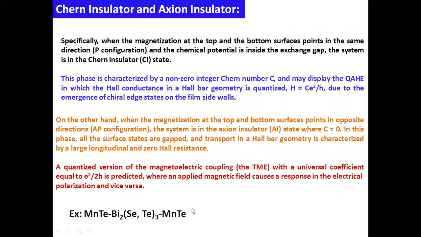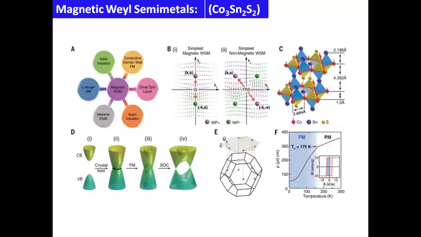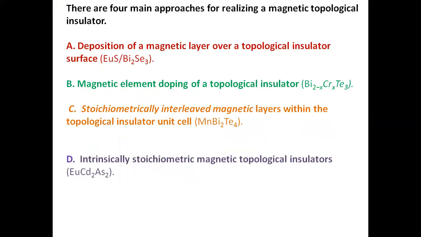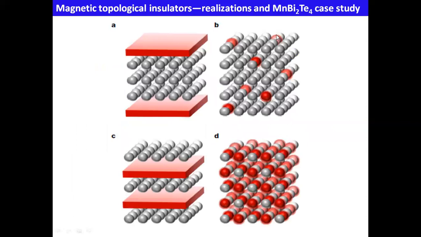MnBi2Te4, this is a topological magnetic insulator. It's the only material discovered so far. And people have been playing around with this. And this is magnetic Weyl semi-metal, which I will not get into. It's a little higher concept. So these are the four options.